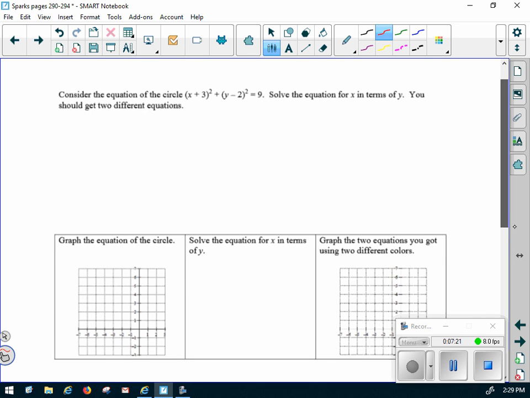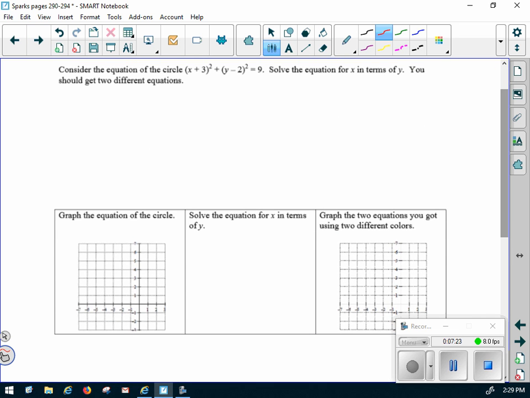Now, let's look at it a different way. Solve the equation for x in terms of y. What do I want to do? Do I want to make it say y equals? Do I want to make it say x equals? Yes, because this is solve for x. So I want to make that say x equals. Go.